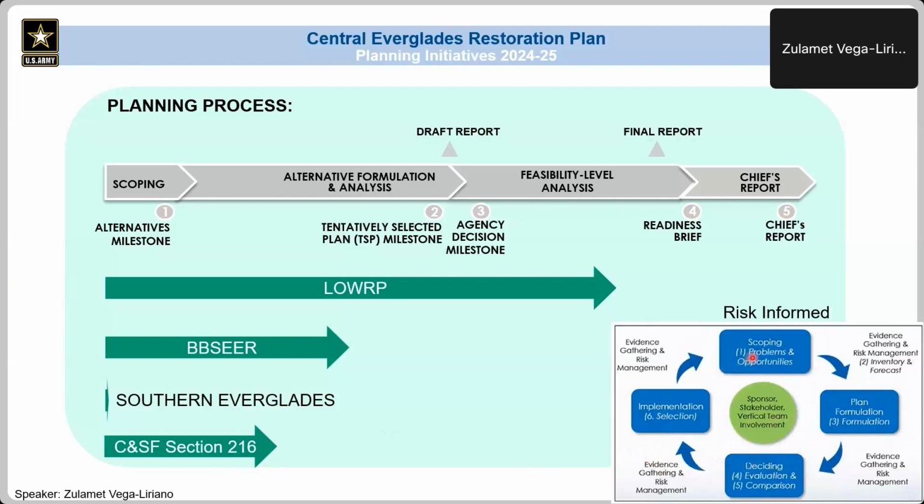The first step is the problems and opportunities, which is part of the scoping. The second step is the inventory and forecast, which is represented here under evidence gathering and risk management. The third step is the formulation step, which is under the plan formulation box. We also have the evaluation and comparison. And lastly, the selection, which is part of the implementation part of the process.